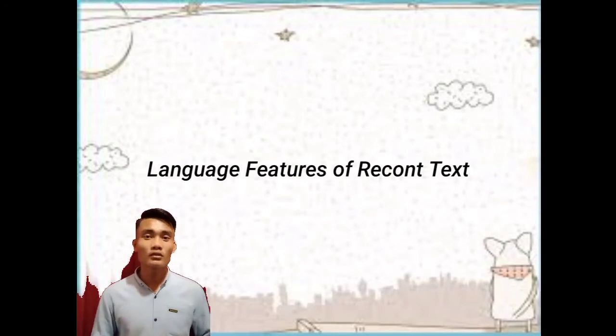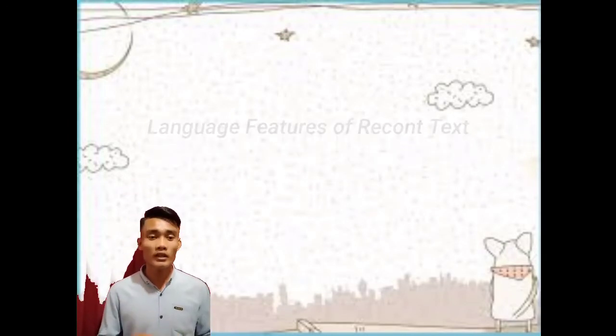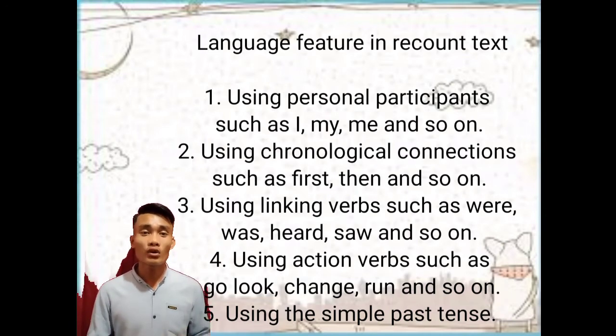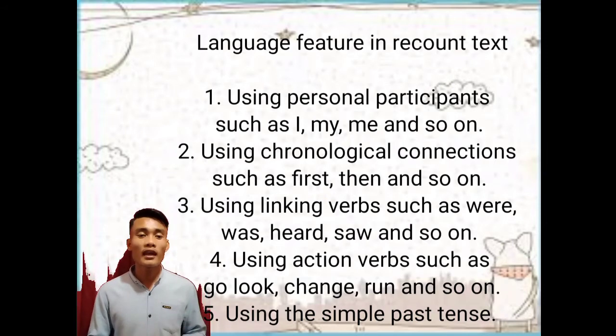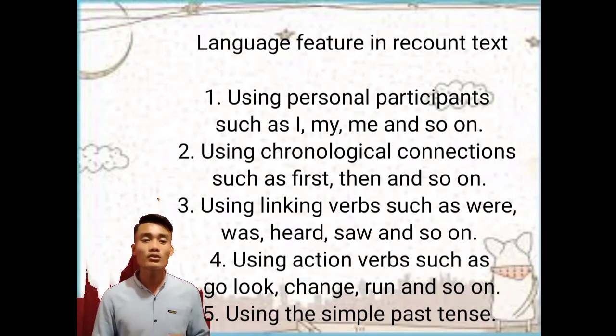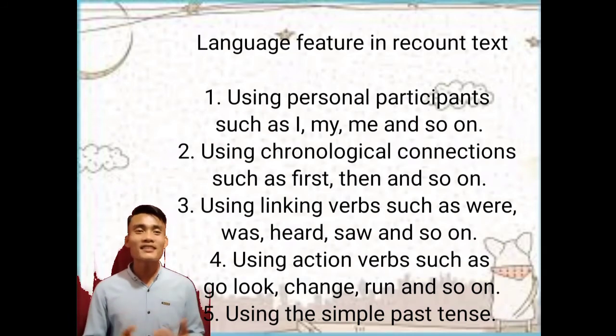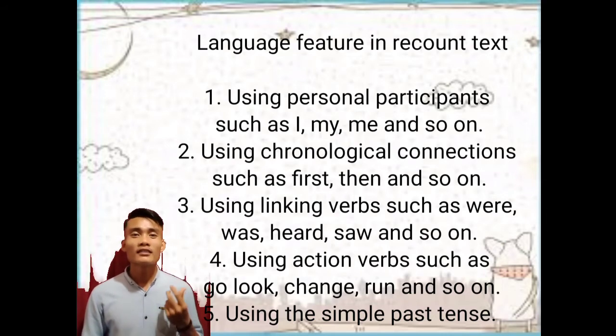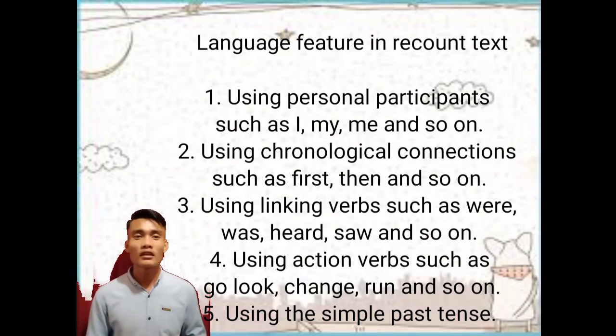Well, let's continue about the language features of recount text. The first is using personal participants such as I, me, my, and so on. The second is using chronological connections such as first, then, and so on. The third is using linking verbs such as were, was, heard, saw, and so on. The next is using action verbs such as go, look, check, change, run, and so on. The last is using the simple past tense.